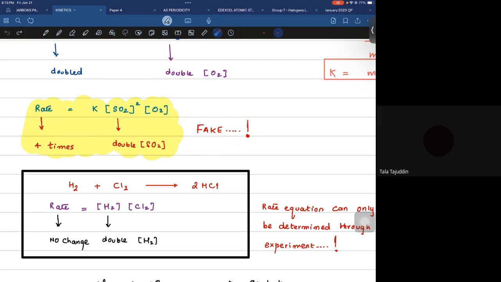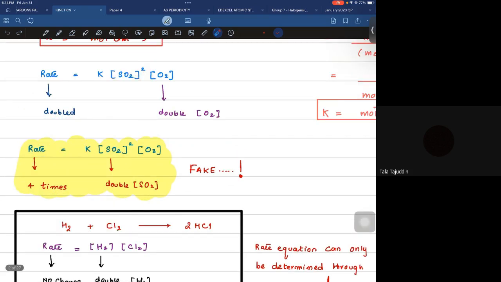So in general, mostly we cannot tell the order of reaction. This is the order. I told you what order is: it's the power of the reactant in the rate equation. So we cannot decide the order of reaction by just looking at the rate equation.